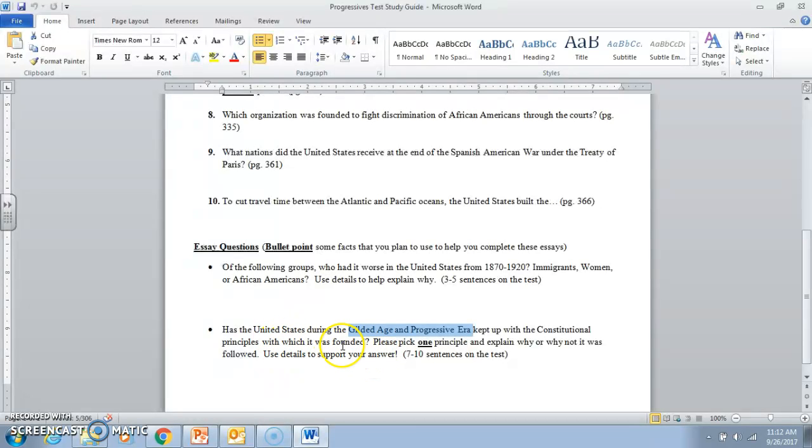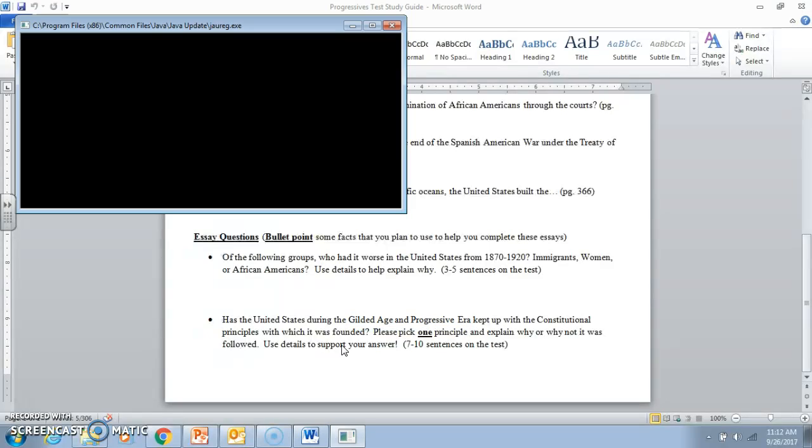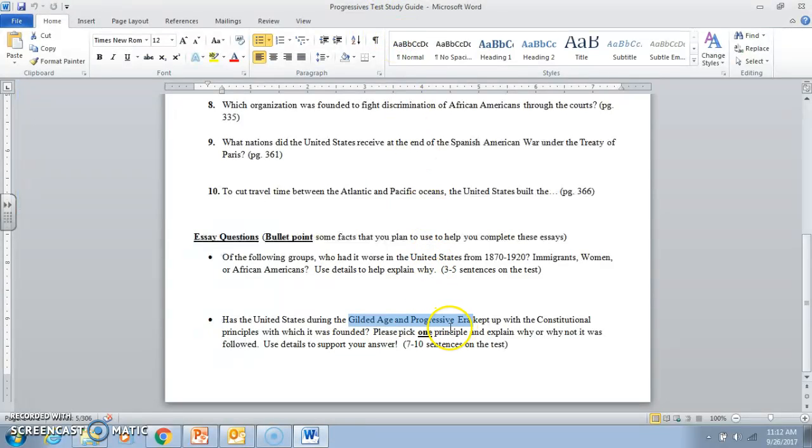Now, I'm going to ask you to refer to your gold sheet that we got days 2 and 3 here at school, and take a look at each of these principles. I need you to pick one principle and explain why or why not it was followed. If you don't think it was followed, tell me why. If you think it was followed, again, give me evidence and use details to support your answers.